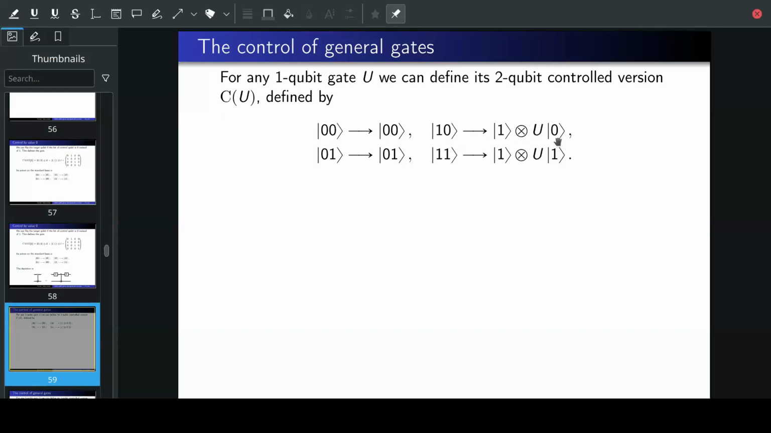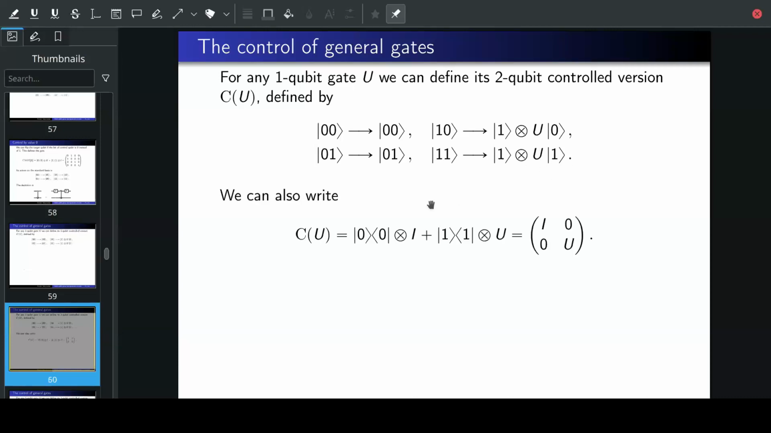qubit, like here or here, right? So the value is 1, so we apply this unitary operation on the state of this qubit. Also, this same operation can be written in this form, and it will be the following block matrix. If you expand this matrix, this is identity. If you expand these blocks, it will be just a 4x4 matrix.